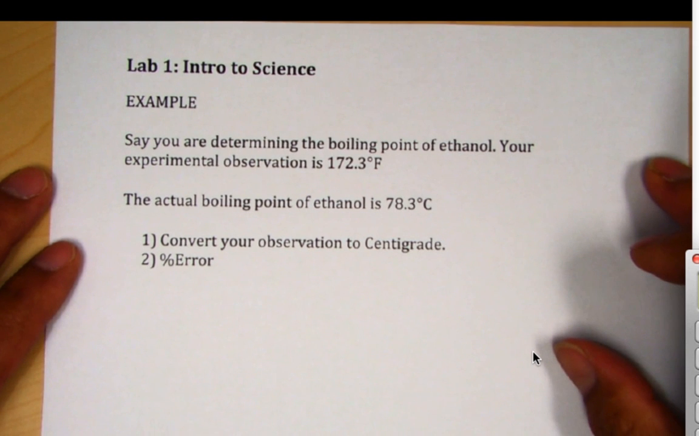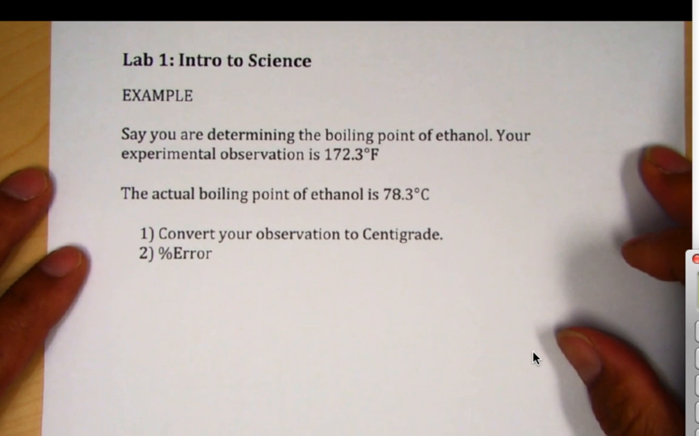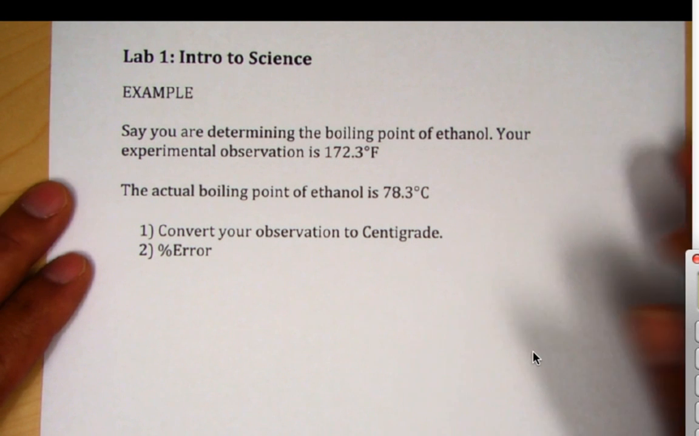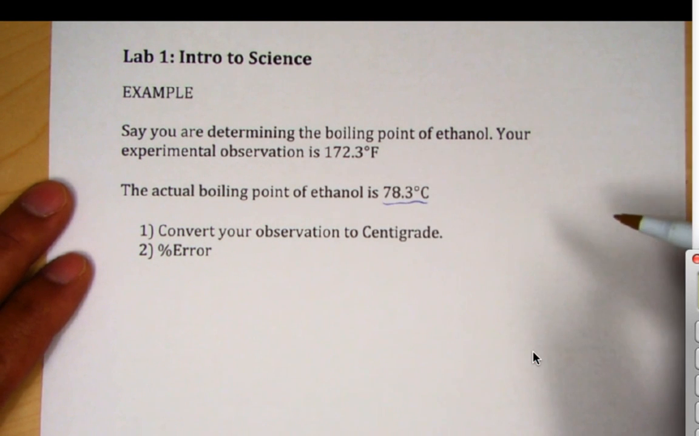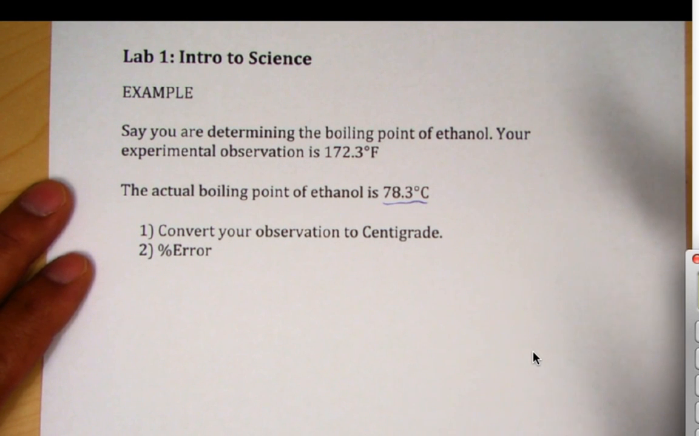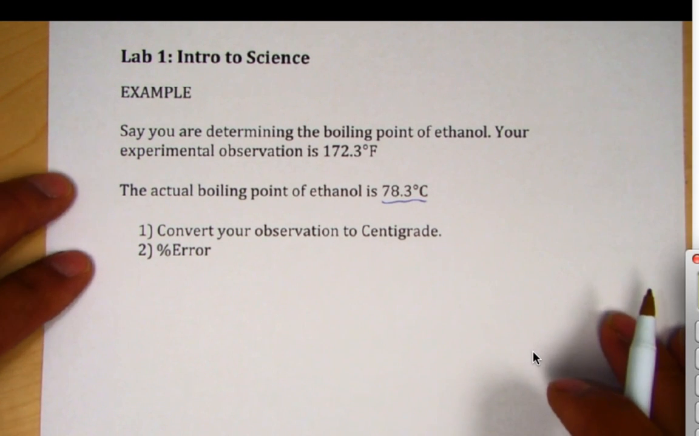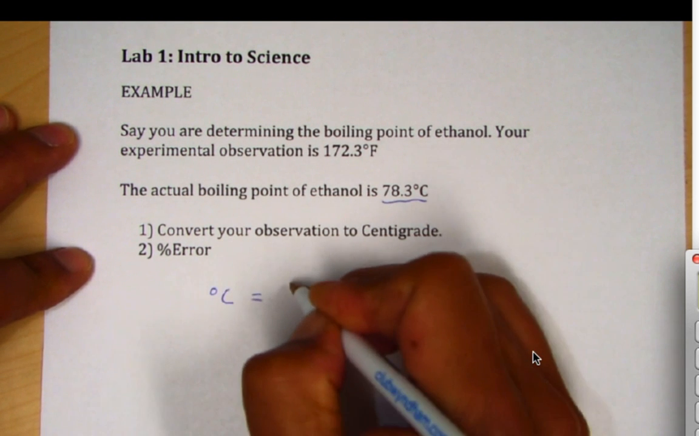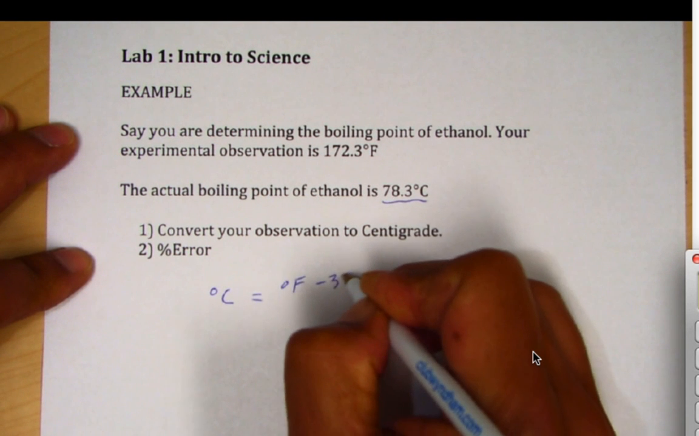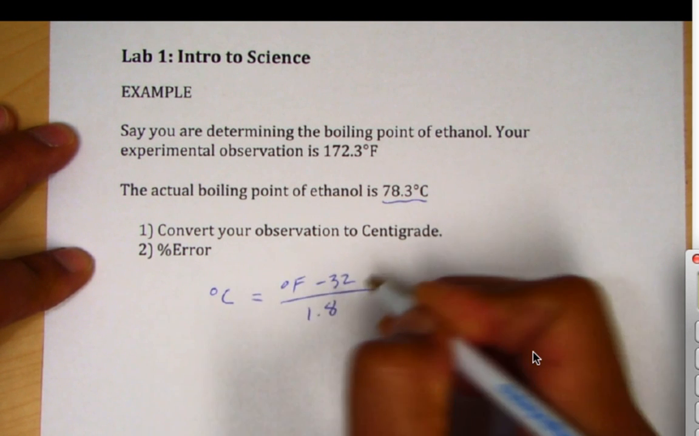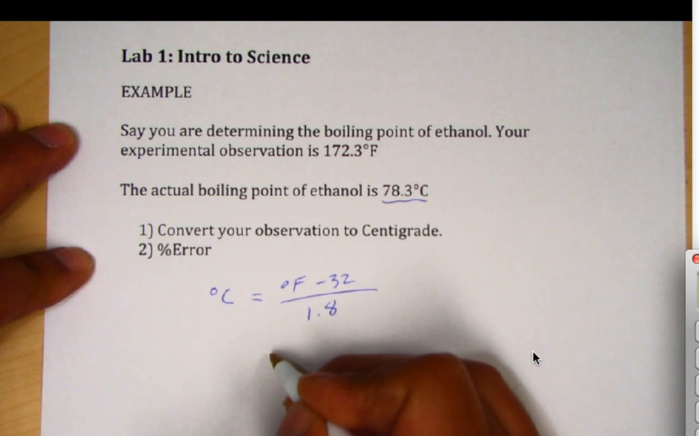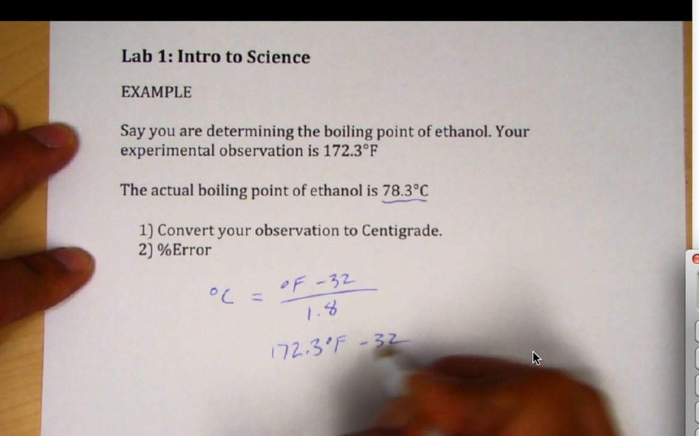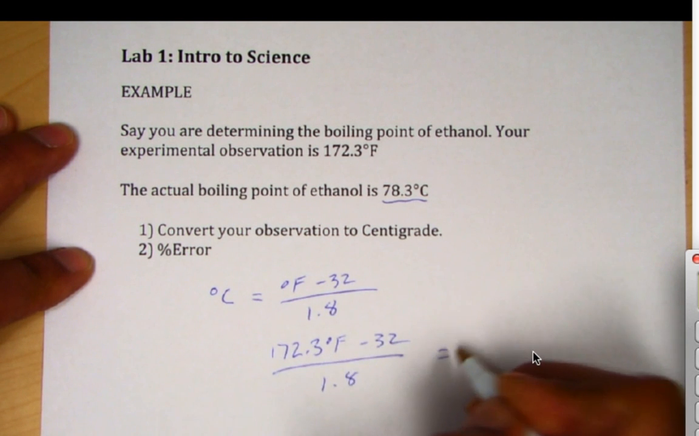So say you're determining the boiling point of ethanol. Your experimental observation was 172.3 degrees Fahrenheit. But the actual boiling point is 78.3, but they give it to you in degrees centigrade. So the first thing you have to do is convert. And so remember, degrees centigrade is degrees Fahrenheit minus 32 divided by 1.8. Right, so to do that, we're going to put our 172.3 degrees Fahrenheit minus 32, and we're going to divide that by 1.8, and that should give us degrees centigrade, right?